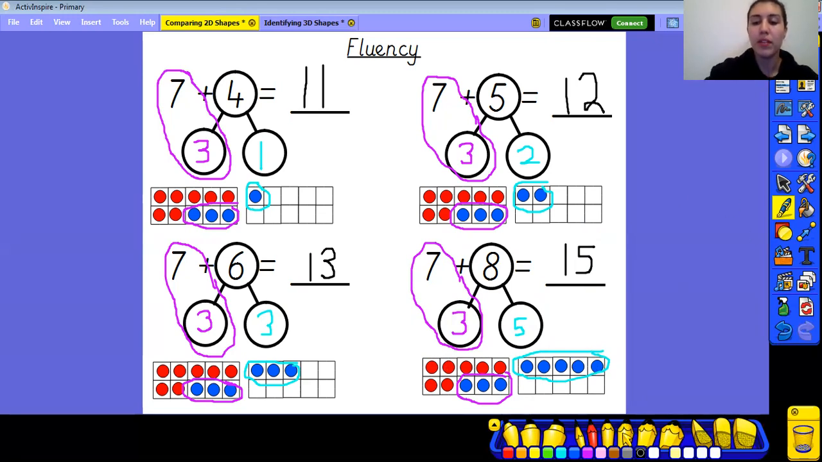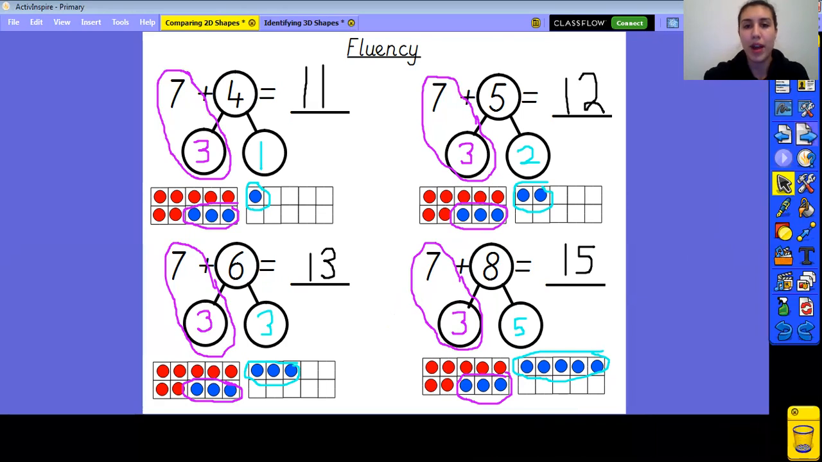ones column. So what we've effectively done is we've turned this into a 2-step addition, or an addition with 3 add-ins. So effectively what we have done is 7 plus 8, but instead of doing it all in one go, we're doing 7 plus 3 plus 5. Same for this one here. Instead of doing 7 plus 6 all in one go, we're breaking it down and doing 7 plus 3 plus 3. Well done if you got all of those right.